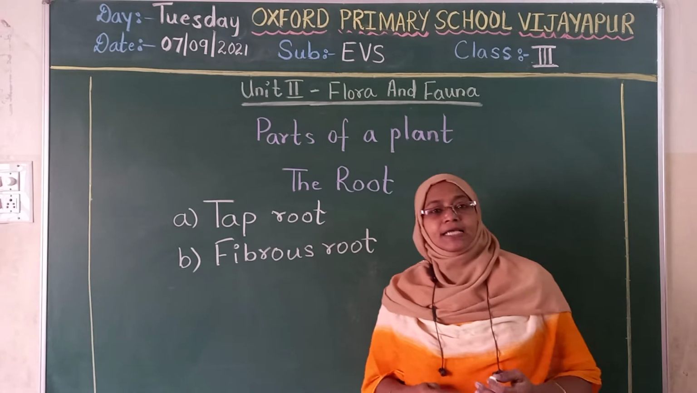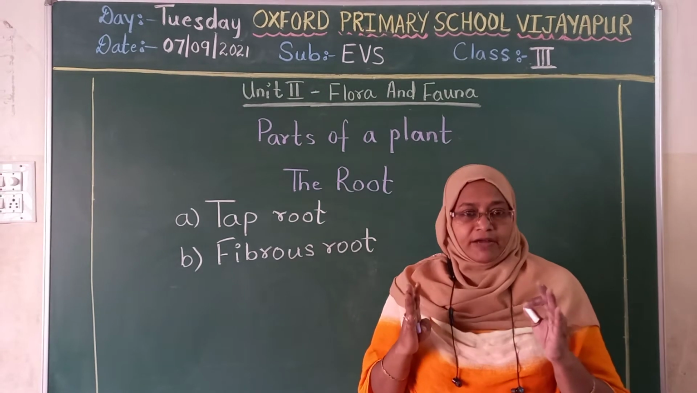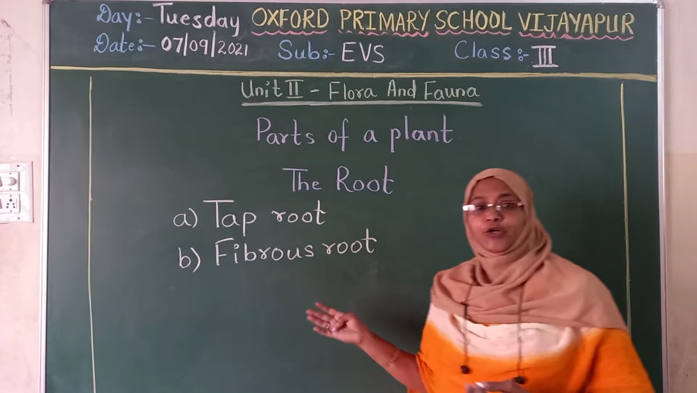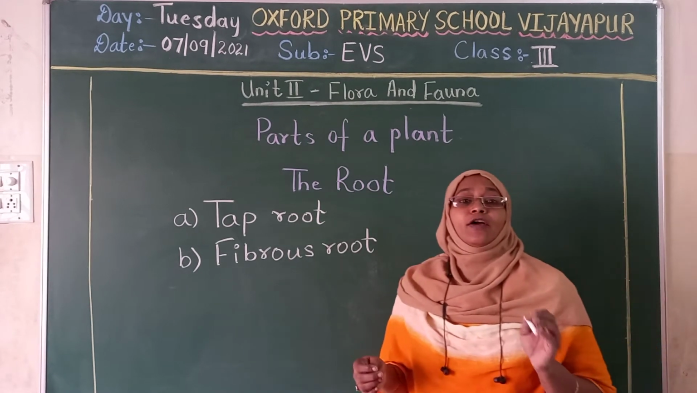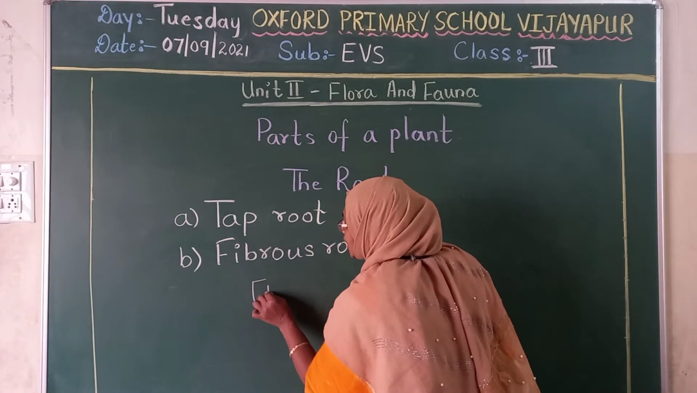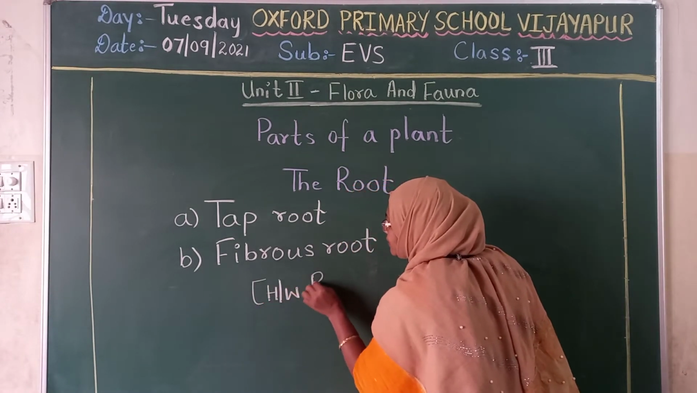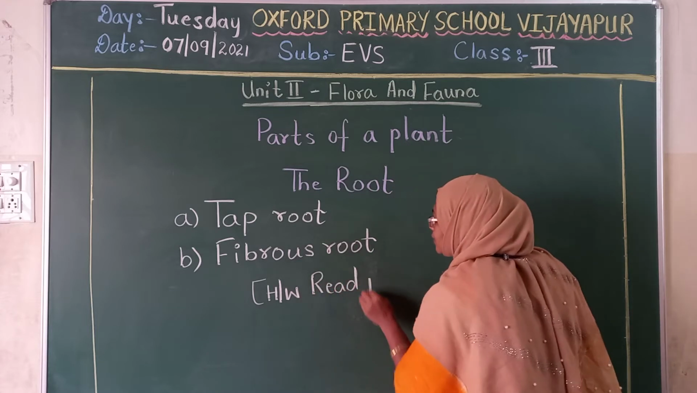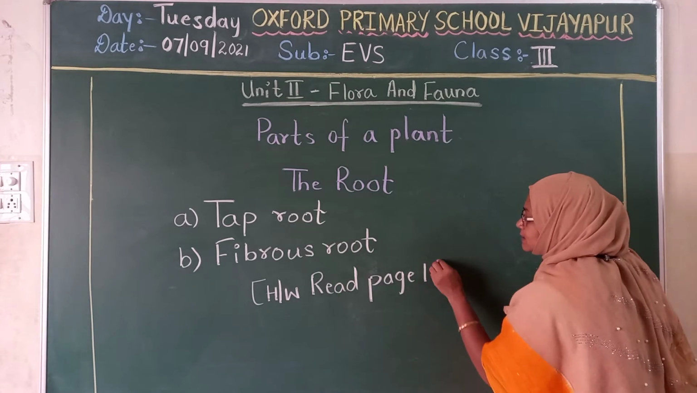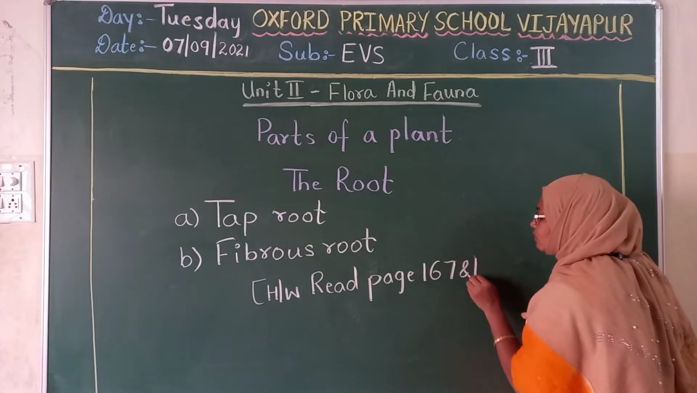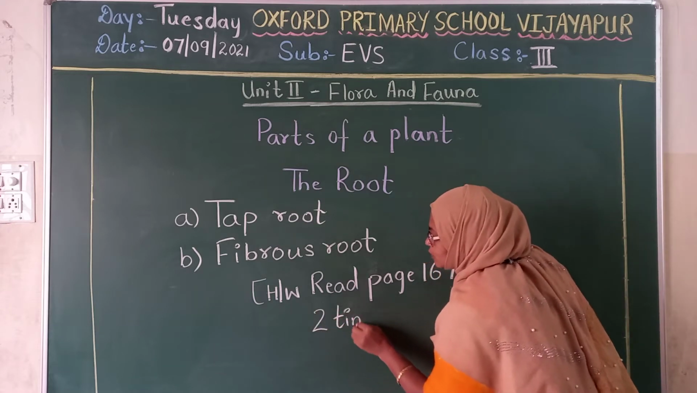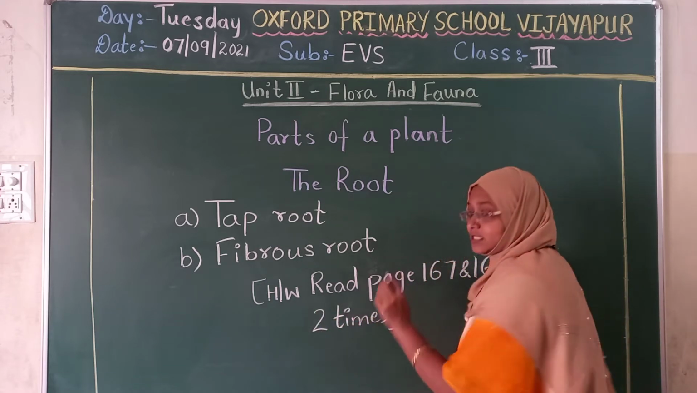So now children, first we will read the part about only the roots. Then tomorrow in my class, I will draw taproot and fibrous root for you. Before that, we will complete reading of page number 168. So note down your homework. Your homework is read page 167 and 168 2 times. Okay. So this is your homework.